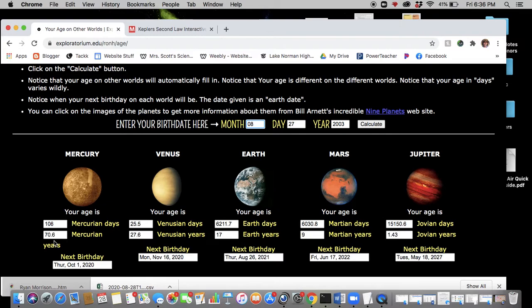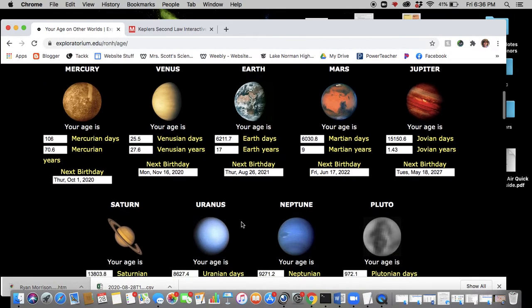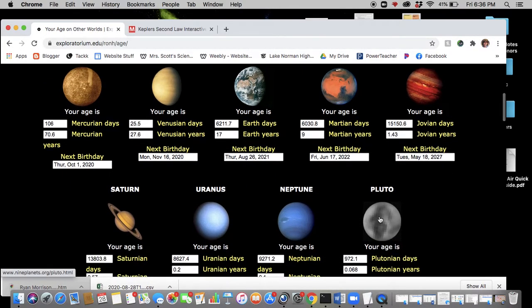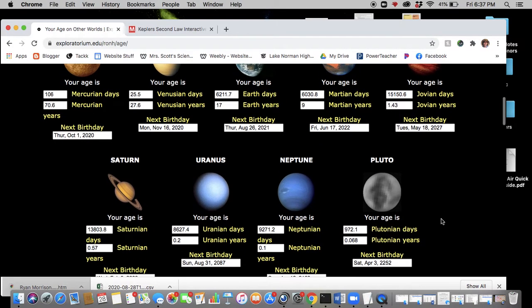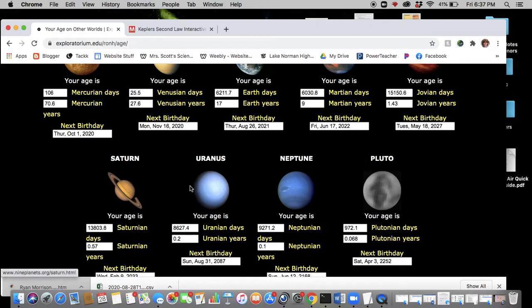So on Mercury, a year lasts about 88 Earth days. So if your birthday is in August, well, the next time Mercury goes around the sun, it's only going to be October on Earth. All right? But if you're on a Jovian planet, which are the gas giants, like Jupiter or Saturn or Uranus or Neptune or even Pluto, even though it's not a planet, it would take a really, really, really long time. Look, on Saturn and Uranus and Neptune and Pluto, you wouldn't have even turned one yet. You would still be waiting on that first trip around the sun. It would take that long.